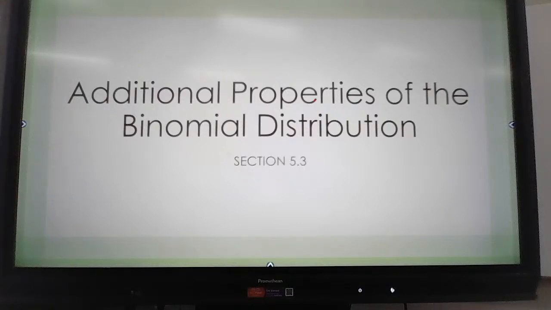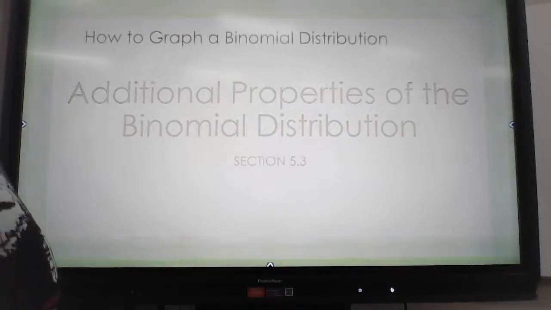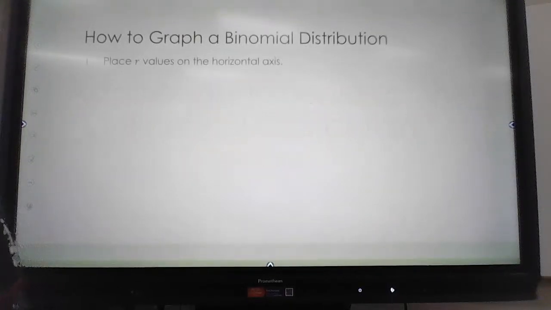Here we're going to talk about a few additional properties of the binomial distribution, what it looks like on a histogram, as well as how to calculate expected value and standard deviation on a binomial distribution. So we'll start with how to graph a binomial distribution.